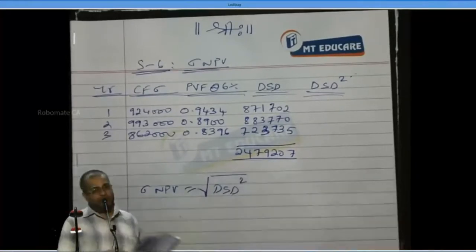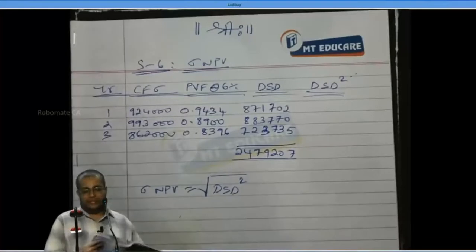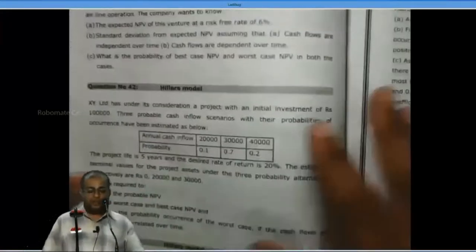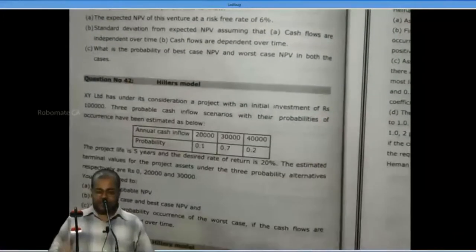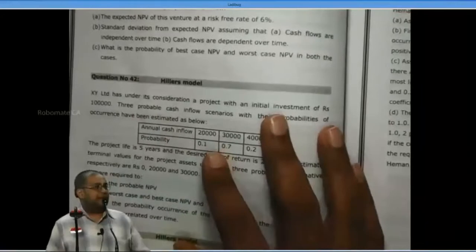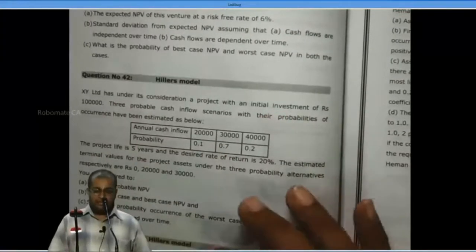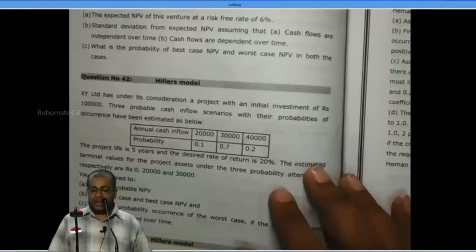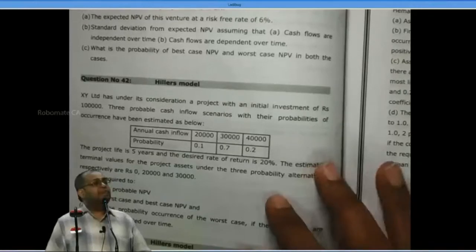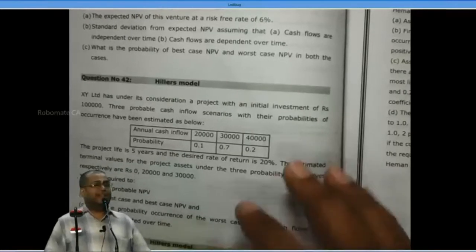Please respond yes or no. No. Next. Go to part 3 of this question. Part C, please. Stop talking. Part C. What is the probability of best case NPV and worst case NPV in both the cases? What do you mean by both the cases?